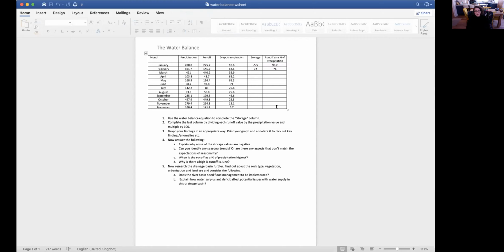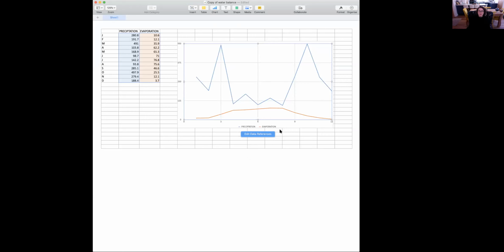So once you have filled in your table, you were then asked to graph your findings. So I'm just going to click on the data. Now, I opened this file and it opened it into numbers because I use a Mac. If you use a PC, it will potentially look a bit different because this didn't look like this in school.